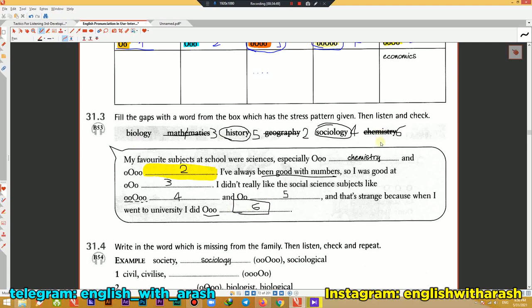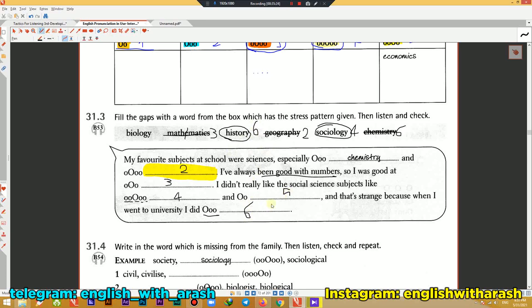Oh, yeah! So I made a mistake. Lale, good. Why did I write history? Seems like I'm going crazy. So where is that history? Let me erase this. History is here. History is not five. History, it has three syllables. I wasn't paying attention. So history is number six.